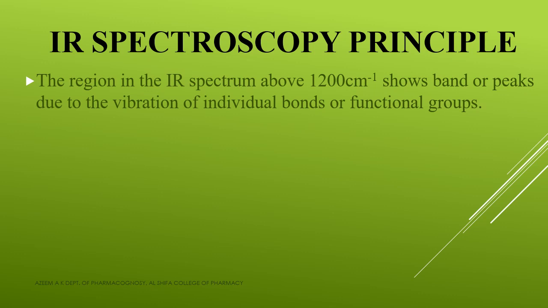Near IR, far IR, as mentioned, you study there. So the region in the IR spectrum which is above about 1200 centimeter inverse will be showing the band or peak, and that is due to the vibration of individual bonds or the functional groups.